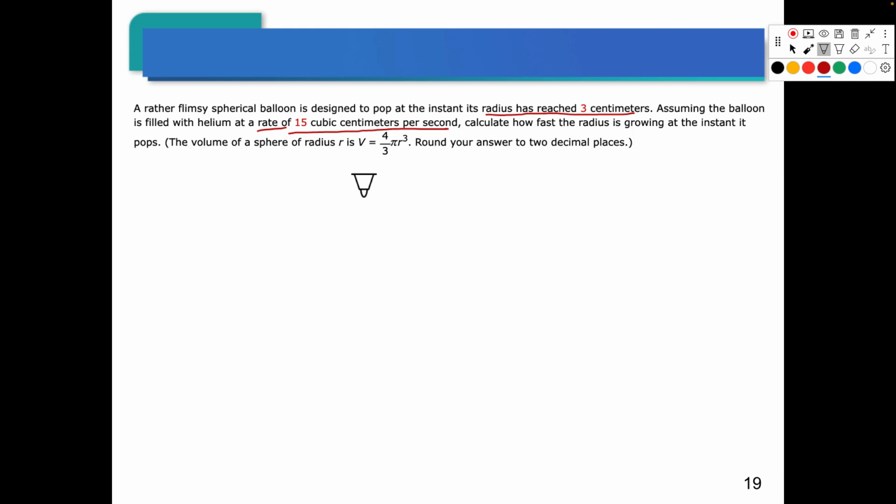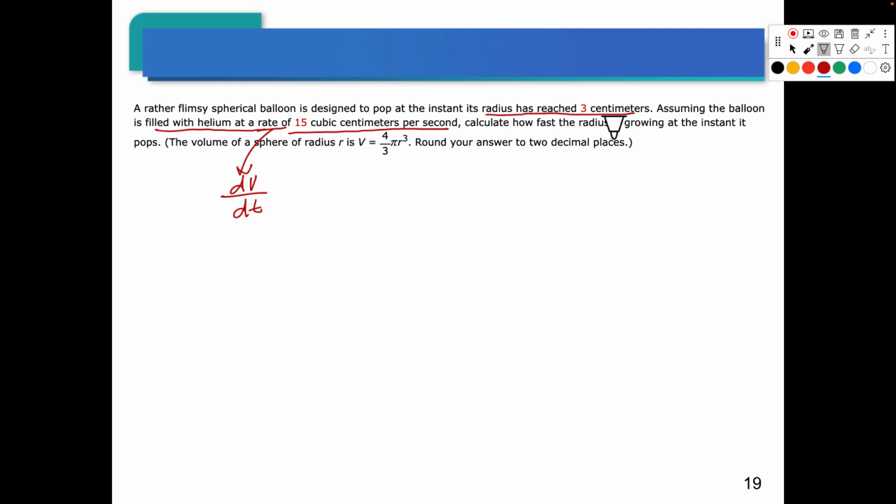Okay. So with a balloon, it's not area, it's volume. And when they're pumping in some sort of air or some sort of gas, helium in this case, that's how the volume is changing, right? So this rate is the rate that the volume is changing over time. So that's our dV/dt.